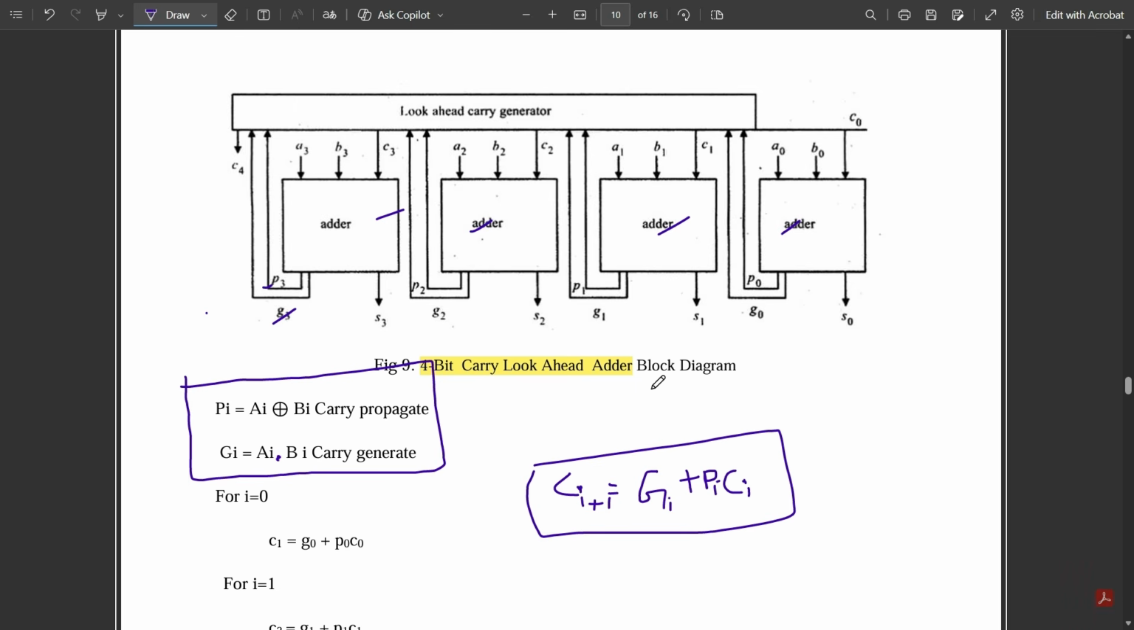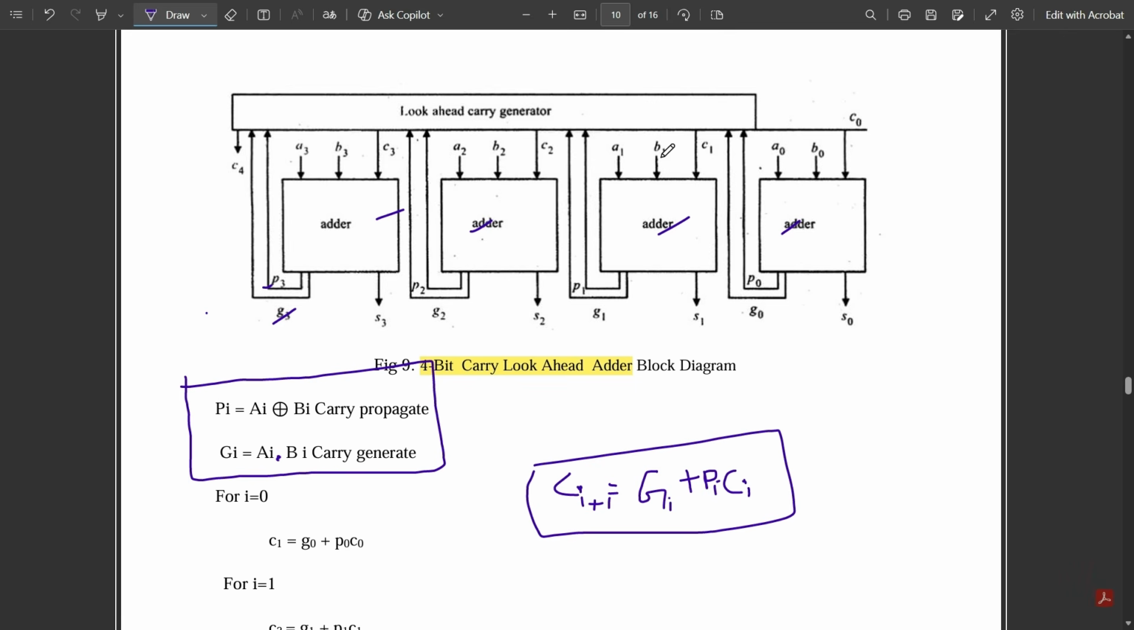This is very important: C of i plus 1 is equal to G of i plus P of i into C of i. In this stage, whatever values of P naught and G naught you get, after you substitute them in this formula from the generated inputs, you get the new stage carry for the next adder, that is C1. And A1, B1 would be the new inputs.